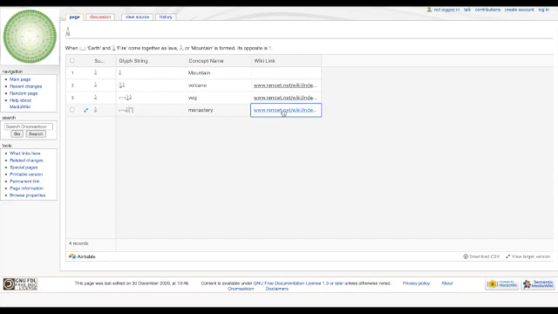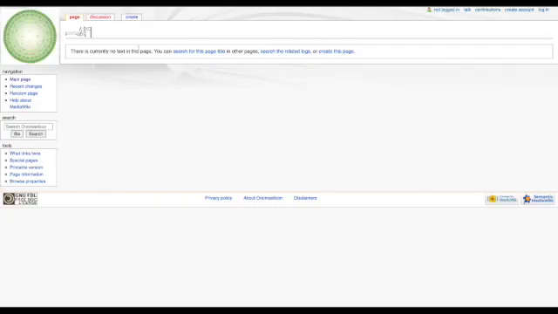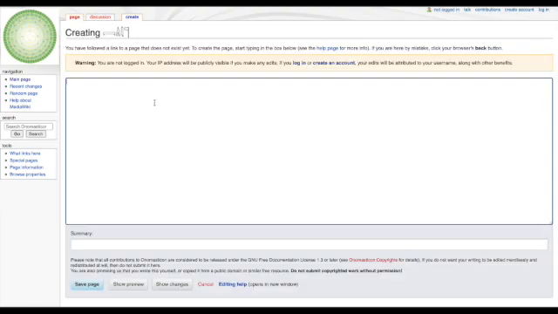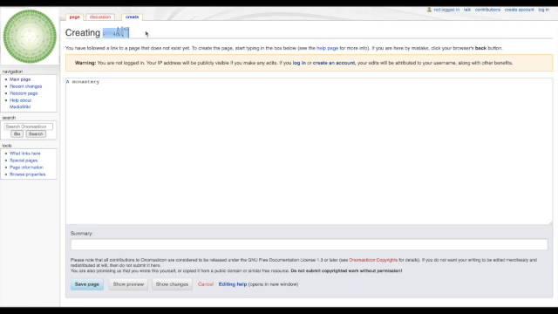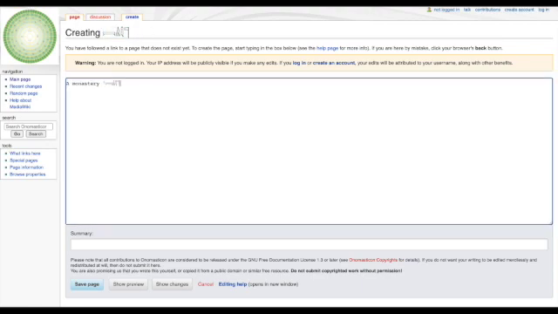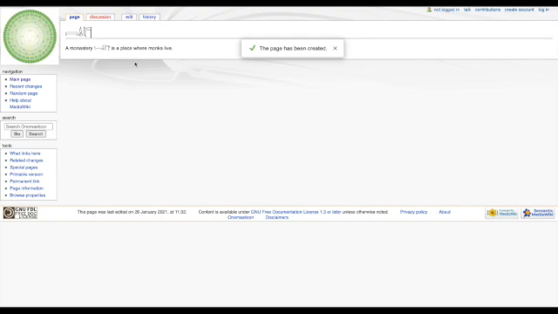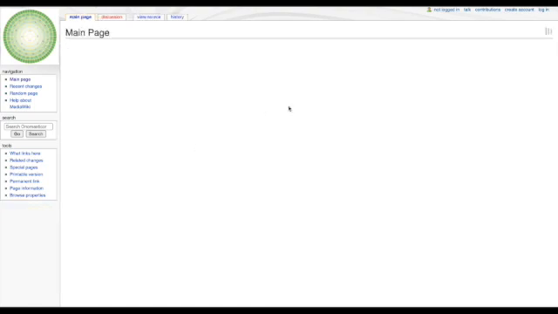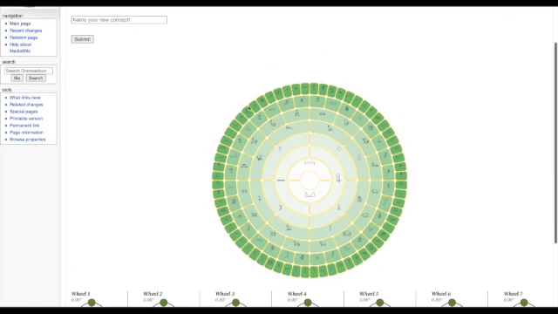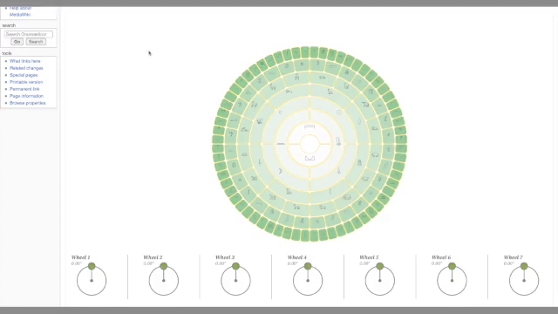So if I click on this link here, I go right to the encyclopedia page, and I create a new article defining what a monastery is in the terms of my glyphs that are right there, that was created at a specific place upon my wheel. So I'm saying a monastery is a place where monks live, and I've created a new page. That is a really brief example of how this system is supposed to work, combining hieroglyphs and an encyclopedia.